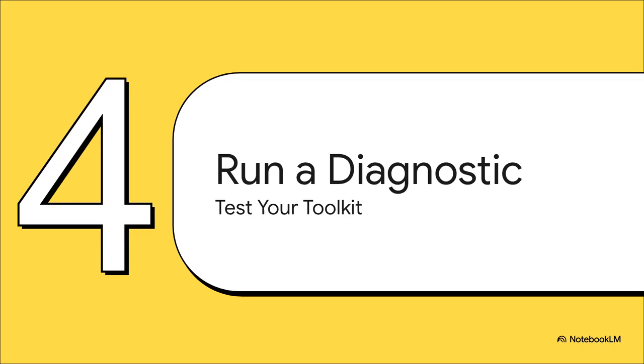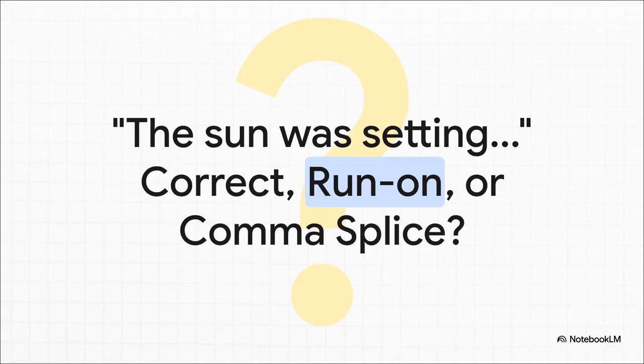Okay, you've seen the bugs and you've got the toolkit. So now it's your turn to be the detective. Let's run a quick diagnostic on a couple of sentences. Take a look at this one. The sun was setting, it painted the sky in brilliant colors. What's your diagnosis? Is it correct, a run-on, or a comma splice? Go on, I'll give you a second.